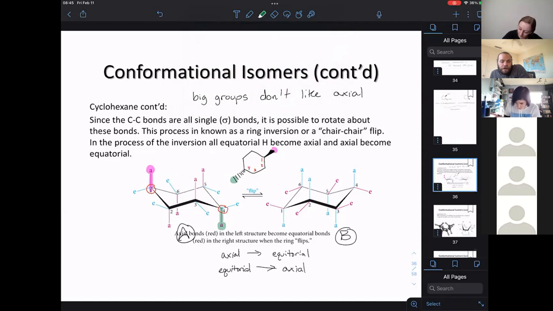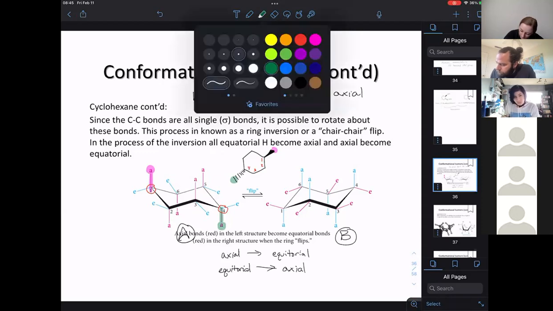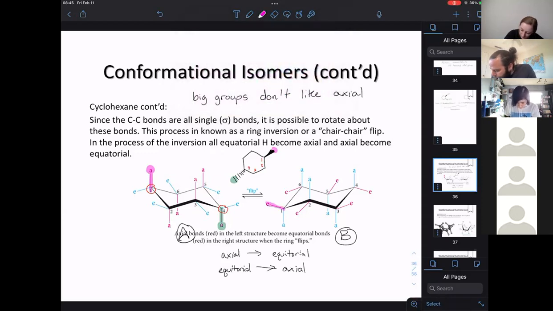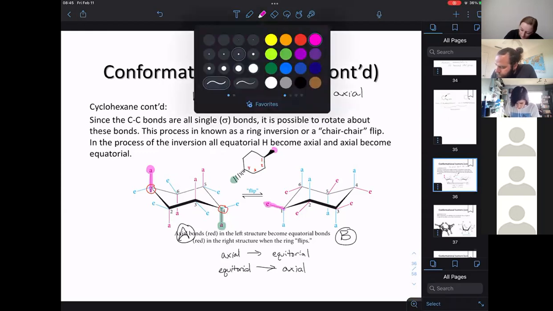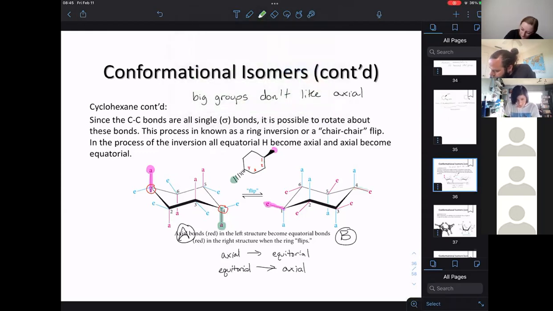All right, so then where are they both going to go when they flip? Hopefully you can see that they will both move into this equatorial position. So the one on carbon 1 there, and the one on carbon 4 there. And so which one of these conformations is going to be more stable, A or B? Hopefully we can all see that it will be conformation B here.